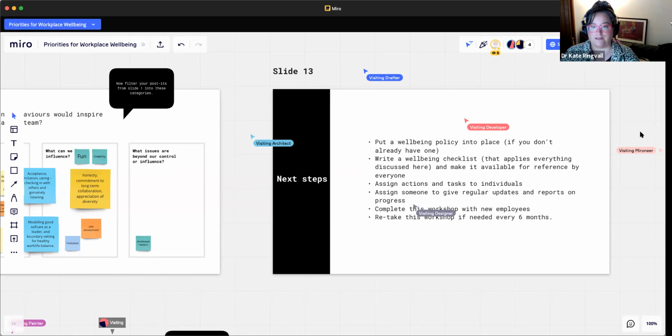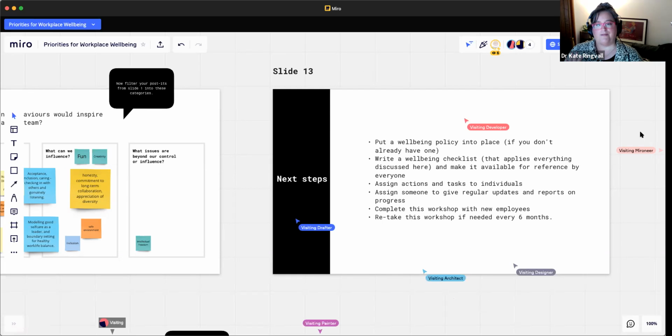We're going to go through some next steps now. So obviously putting a well-being policy into place is really important. And generally speaking, a well-being policy would sit under the auspices of a sustainability policy, because it sits under the social, economic and environmental health of the business. And most importantly, you want to write a wellbeing checklist. And there's one further down in this board, I think underneath where we were.